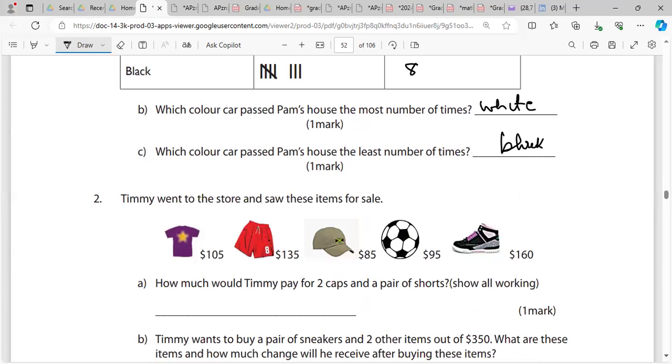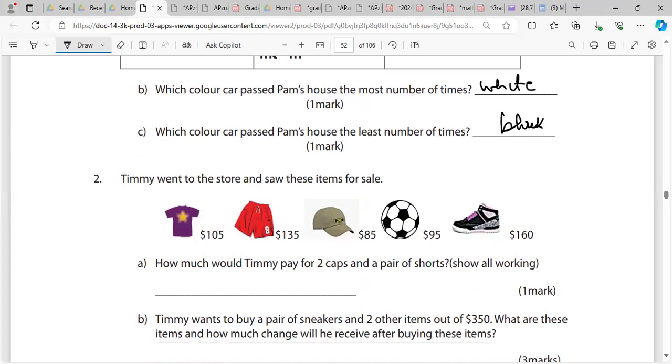Timmy went to the store and saw these items. How much did Timmy pay for 2 caps and a pair of shorts? So 2 caps, one cap there is $85. So it's going to be 85 times 2: 2, 5, 10, 2, 8, 16, and 1, 17. So that's 170. And the shorts are 135. So let's add 135 to that. So it's 305. And you get 1 mark for that.